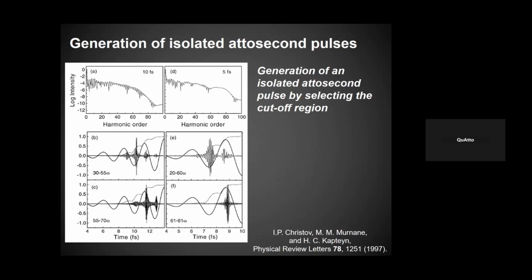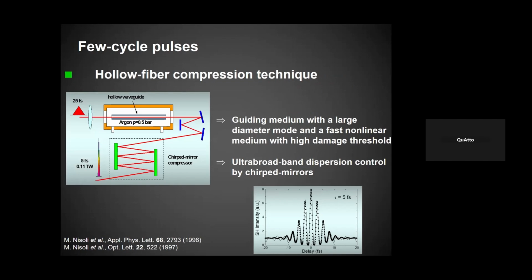And the corresponding temporal structure for different selections of the harmonic spectrum. You can see here in the very high energy region, one can really isolate a single pulse. So in both cases, the fundamental condition is to have short pulses, few optical cycles. So how can we generate these?